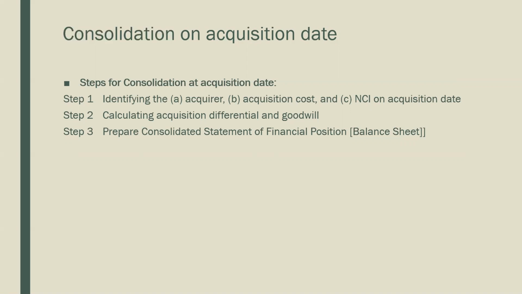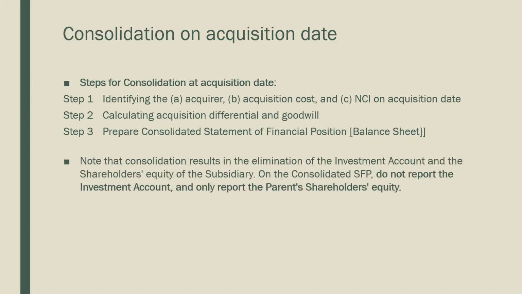So when we prepare the consolidated balance sheet, the investment account and the shareholders' equity of the subsidiary get eliminated. So on the consolidated balance sheet, we do not report the investment account related to the subsidiary, and we only report the parent company's shareholders' equity.